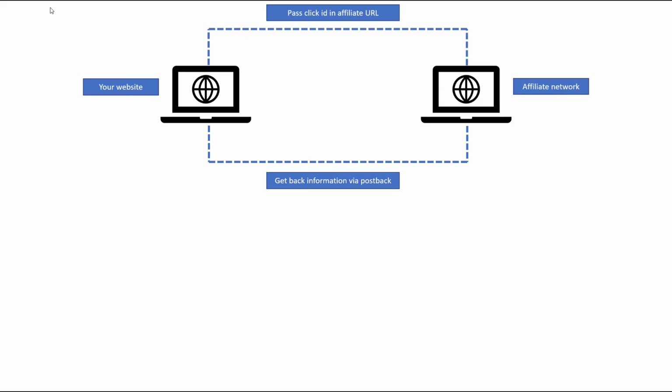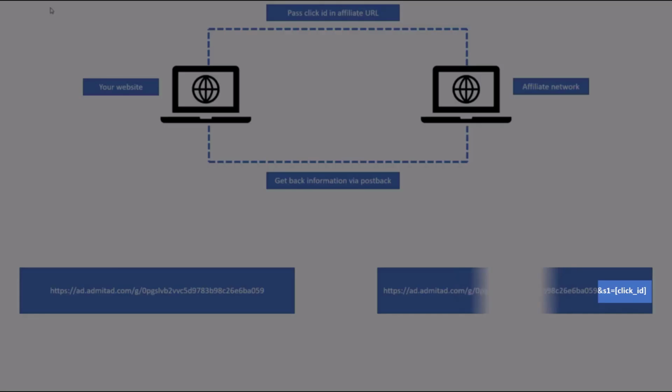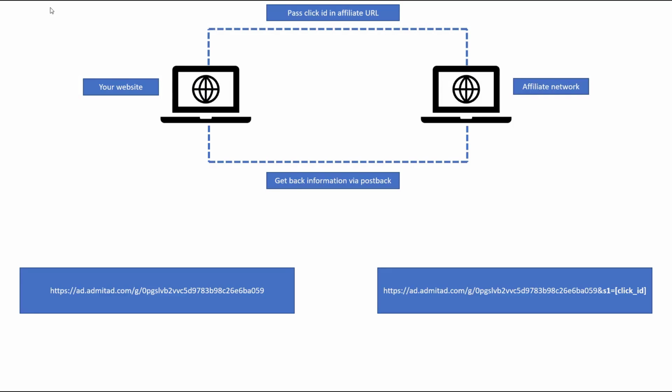To pass the click ID, you need to use the short code click ID in square brackets in your affiliate URLs. For example, let us assume this is our affiliate URL for Admitad. You just need to add ampersand S1 equals click ID in square brackets. S1 is the sub-ID parameter for Admitad. Different affiliate networks have different sub-ID parameters. If you are not sure about the sub-ID parameter, you can have a word with your affiliate account manager.